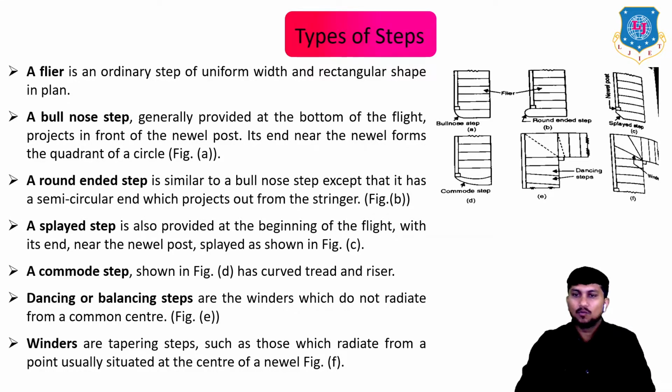Next is winders. Winders are tapering steps such as those which radiate from a point usually situated at center of newel. You can clearly see the winder at the center portion of the stair in figure F. So these are the various types of steps.